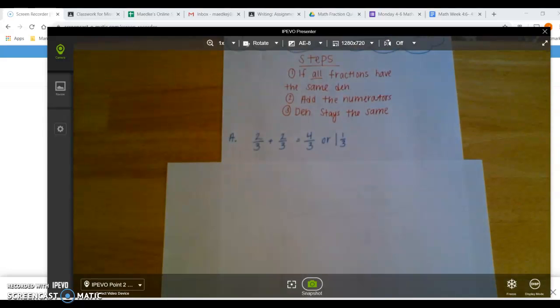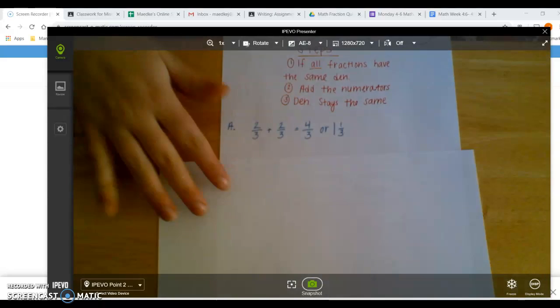So if we look at this example right here, it says 2/3 plus 2/3. I add my top to get 4. My numerator is 4 and my denominator stays the same as 3. You can leave it as 4/3 as an improper fraction, or you can change it into that mixed number here, which is 1 and 1/3. It doesn't matter which way you do it, both are correct.